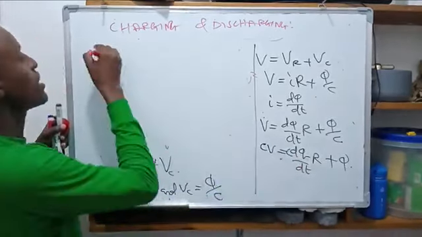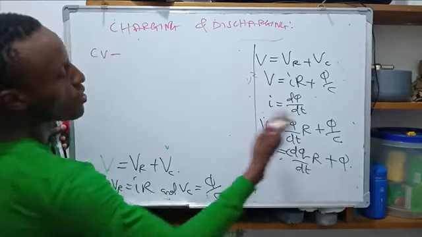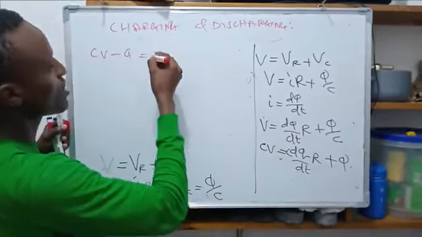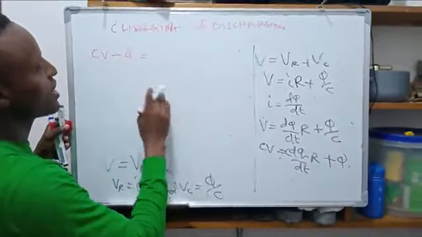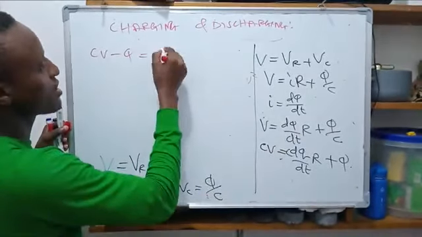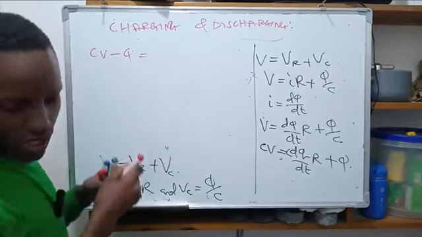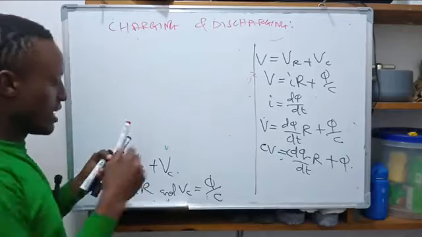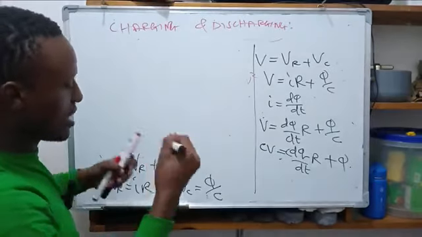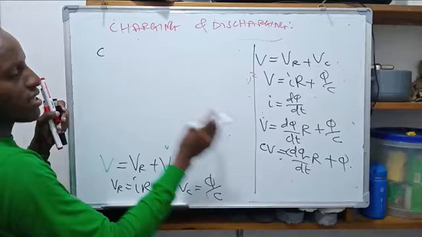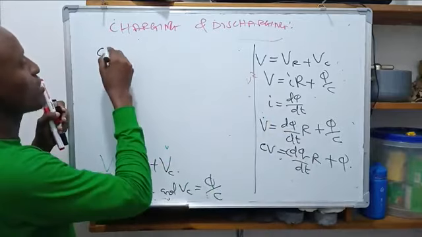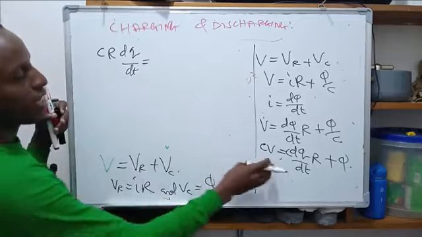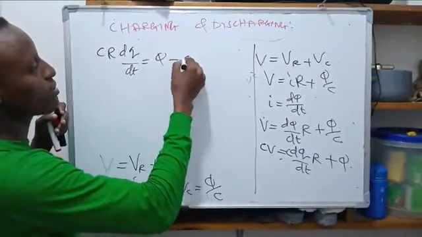This is Q, then CV minus Q. Let me correct this as fast as possible; let me not meander about this. This is CV. When this comes this way, it will just be CR dq over dt, which is equal to this one going to that side, so this minus CV.